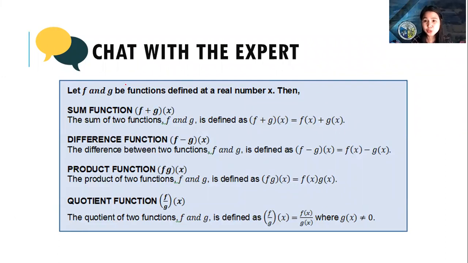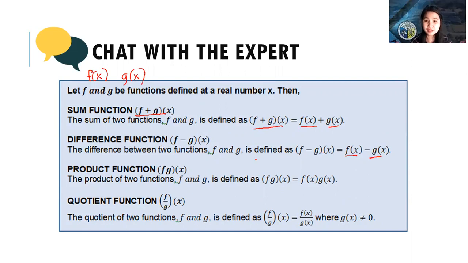Basically, there are 2 given functions. We have f of x and g of x. To solve for the sum, we simply add, like we add f of x and g of x. For the difference, we subtract f of x and g of x.